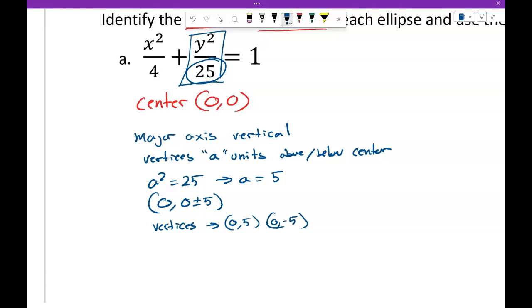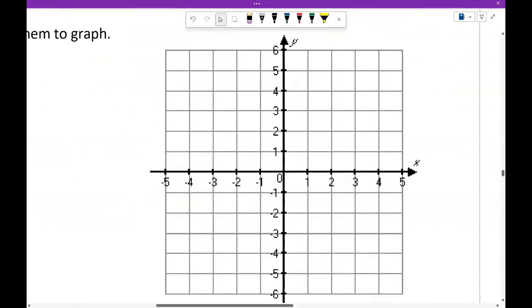So let's go ahead and plot these points to get a start on our graph. We have our center located at 0, 0, and then 5 units above and 5 units below for our vertices.